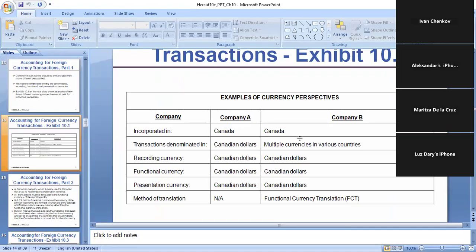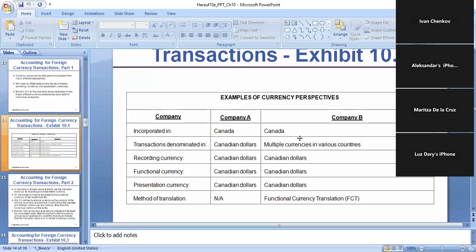Option 1 is company A, company B. Company A is incorporated in Canada. Company B is also incorporated in Canada. In company A, transactions are denominated in Canadian dollar. In company B, those transactions are denominated in multiple currencies in various countries. Recording currency in this case will be Canadian dollar for company A and can be Canadian dollar for company B. Functional currency, both Canadian. Presentational currency, both Canadian.